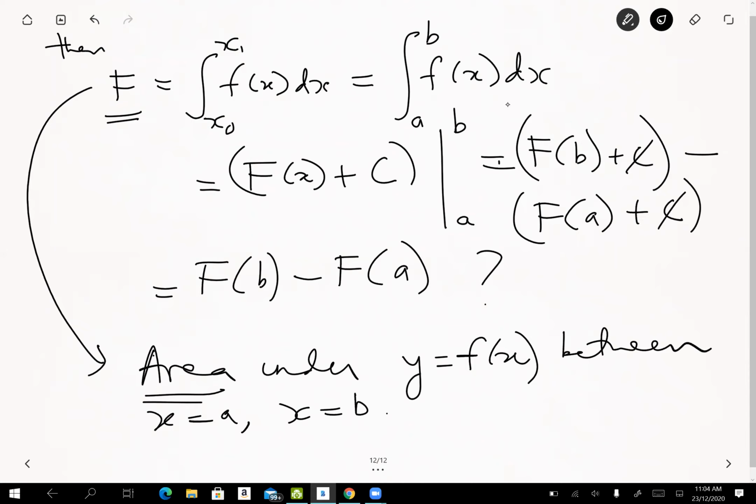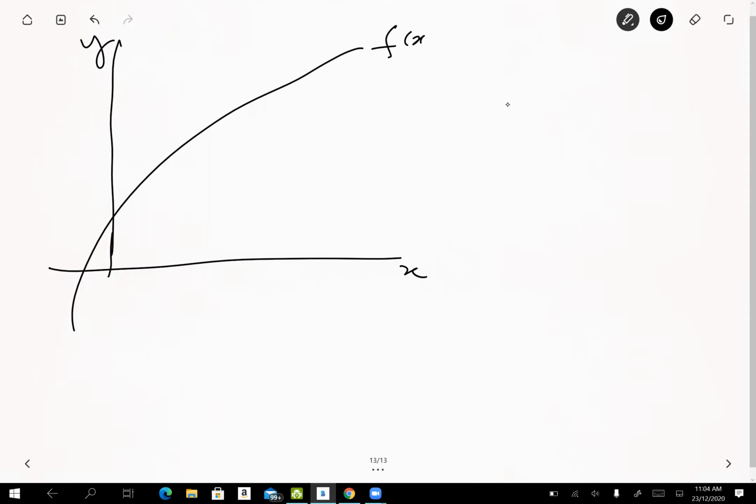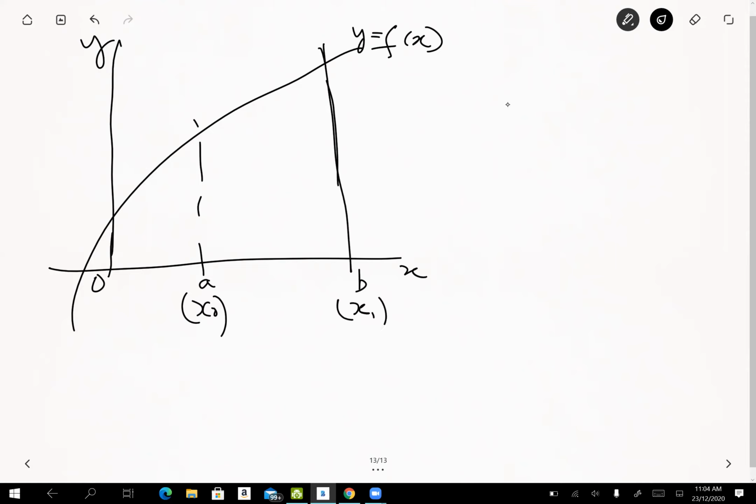So graphically, we can show it. Let's look at it graphically. So you got x, y, and then let's say that is y equal to f of x, and that is 0. Now we are talking about positive values, so don't worry about the negative value. Suppose I have x equal to a. So that is x0, a. And then you got b, that's the value x1.